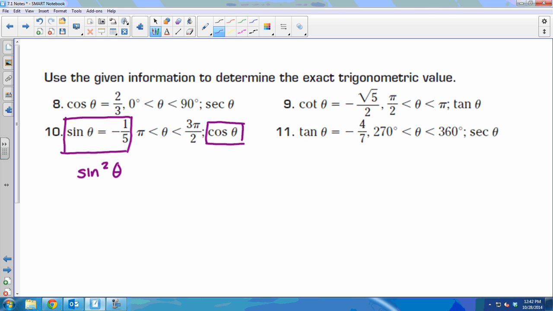Sine squared theta plus cosine squared theta equals 1. No, it's not just 1. Sine squared theta plus cosine squared theta is 1. All right. So I know sine. It told us in the problem. So I'm going to put -1/5 here and square that in a second. And then we're going to be solving an equation for cosine. It's just an algebra problem then.